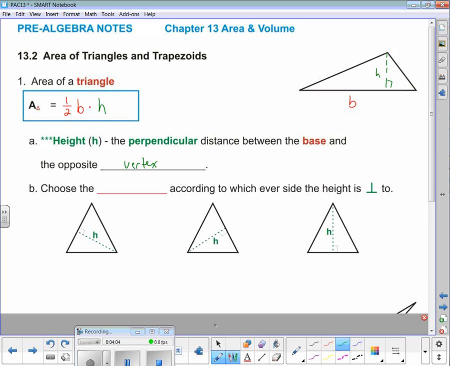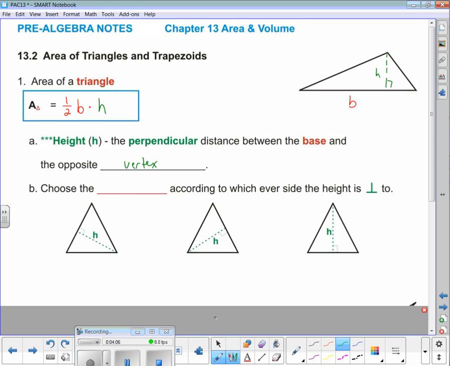So here's the key. Choose the base according to whichever side the height is perpendicular to. Remember the problem I just did for Wyatt from the homework? Remember how his problem was he chose the wrong side for the base according to the height? That's what will get you in triangles as well if you're not careful.